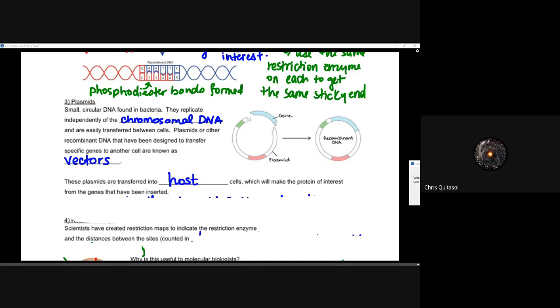So these plasmids are transferred to that host cell, which will make the protein of interest from the genes that have been inserted. And this allows for that cell to transcribe the plasmid DNA and make proteins from it.